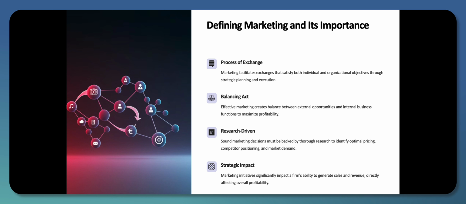So, defining marketing and its importance. Marketing facilitates exchanges that satisfy both individual and organizational objectives through strategic planning and execution. So it's a process of exchange. One of the effective things that marketing creates is a balance between external opportunities and internal business functions to maximize profitability. One of the key things about marketing is that businesses are looking at how to drive profitability. Marketing is essentially important to the business.